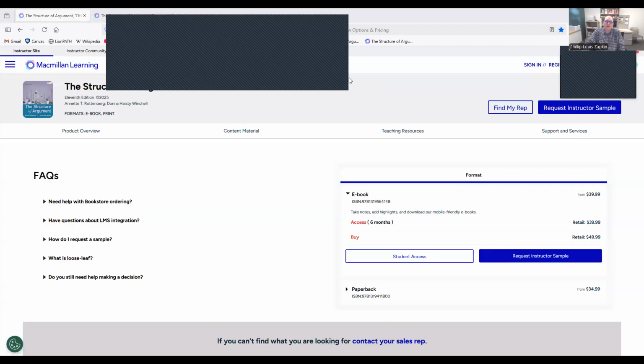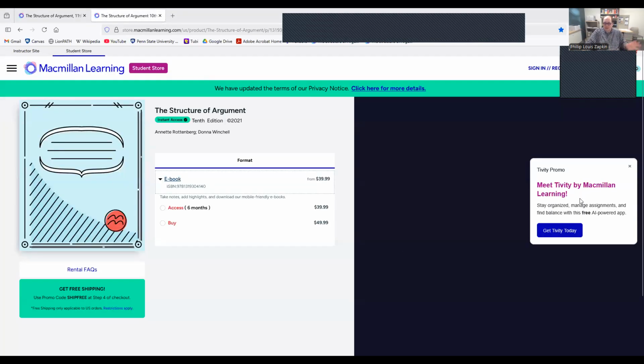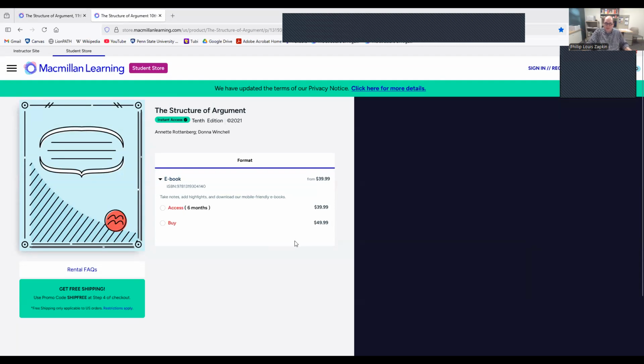But here's something that struck me as really, really interesting. I actually went on the website for Macmillan, and I looked at the prices for the 11th edition and the 10th edition. A lot of the 10th edition stuff online has just been removed because they don't really want people to go for it. But the ebook version for the Structure of Argument 10th edition is still available through the website, and you can rent it for 6 months for $39.99 or buy it for $49.99.